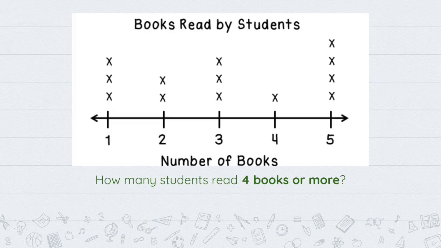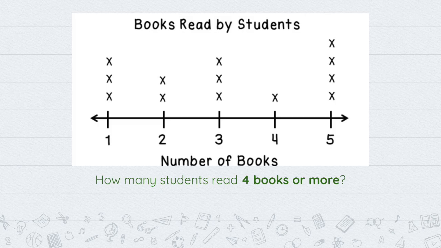The first one we're going to practice is the line plot. So the first step, I'm going to read the title. I want to know what the graph is about. Books read by students. And if I look at the bottom, I can see it says number of books. So if I look at number 1, how many students read 1 book? There are three X's right there. So I can see that 3 students read 1 book and so on.